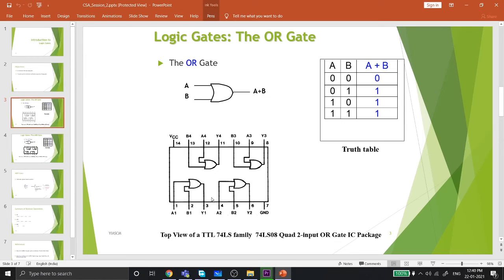I'm just explaining it because we have to do it in practicals, so that's why I'm explaining it. For internals, this is not important. You just have to know what an OR gate is. Now let's go for the AND gate.